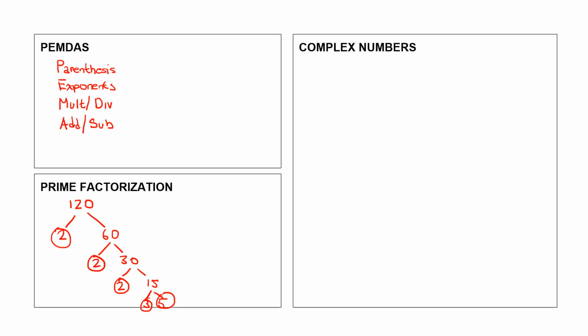Okay, moving on to complex numbers. Complex numbers are in the form a plus bi. They always have a real part. It could be 0, but it also has an imaginary part. So imaginary numbers are defined as a square root of -1.